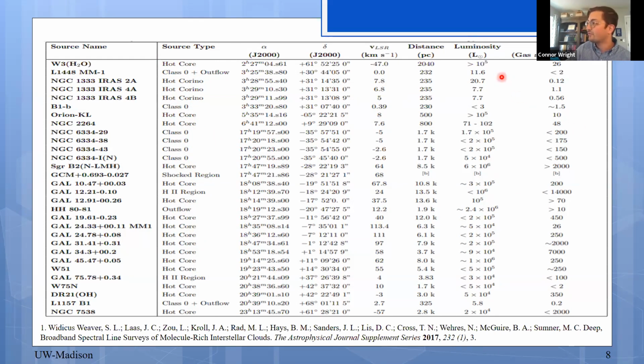All of these have varying luminosities and gas and dust masses, meaning that the chemistry is very diverse and unique in each source. I will mention that I've starred right here, Sagittarius B2N was not previously analyzed in the Deep Broadband Spectral Line Survey paper because of the chemical complexity and source kinematics and time constraints that were on that survey.